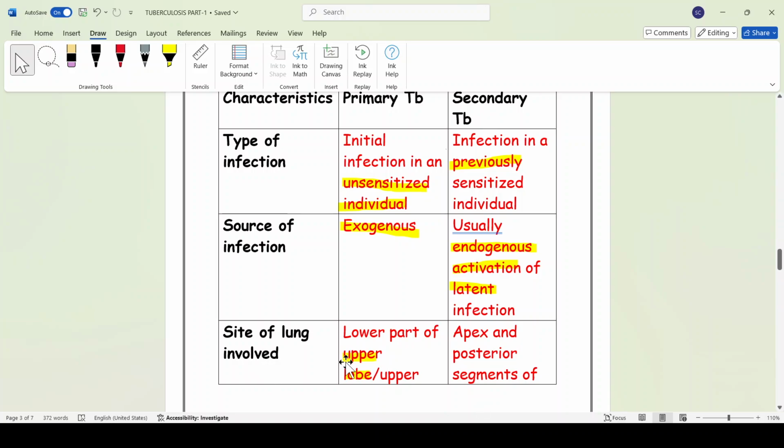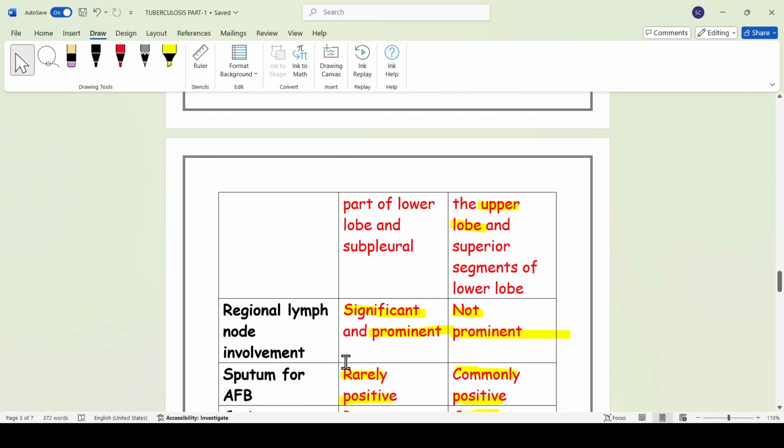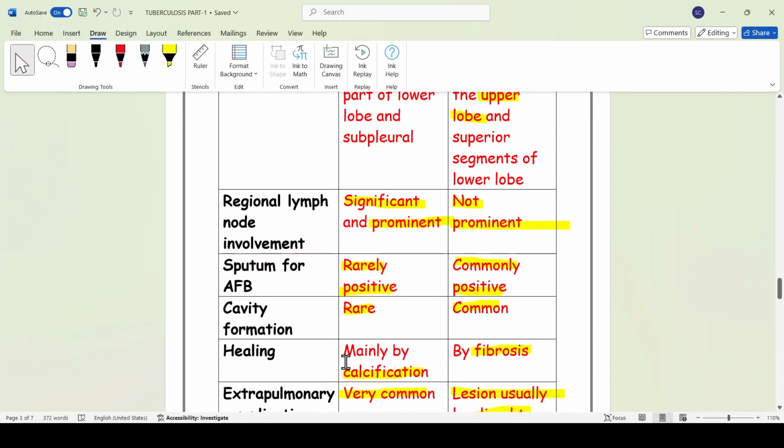Now, regarding the side of the lung involved, in both primary and secondary TB, it is the upper lobe, or the lower part of the upper lobe and the upper part of the lower lobe. More commonly, the upper lobe is most commonly involved. What is the reason for the mycobacteria choosing this upper lobe for the infection to spread? The reason is that the upper lobes of the lung are a place where there is high oxygen concentration but very little perfusion.